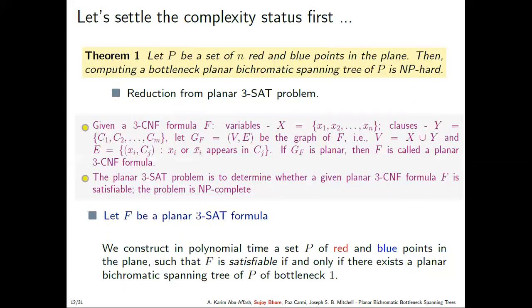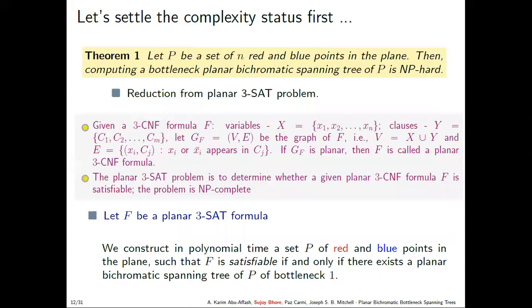Let's settle the complexity status first and quickly. So the theorem we want to prove is that, let P be a set of n red and blue points in the plane, then computing a bottleneck planar bichromatic spanning tree of P is NP-hard. We show a reduction from the planar 3-SAT problem. Our reduction is very similar to the one used by Borglet et al. However, in order to make this work for the bottleneck variant, we have made some changes, and we will point out what are the changes that are required.